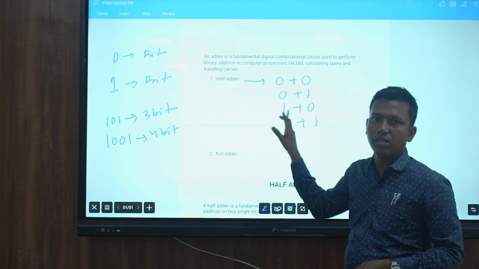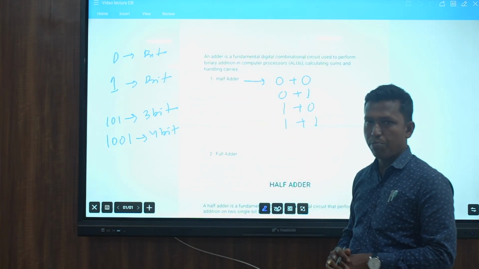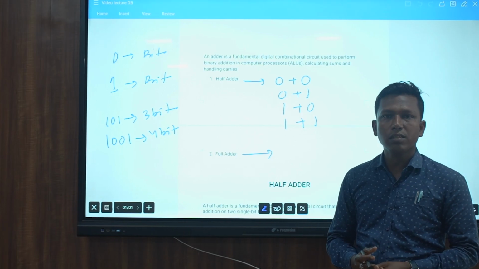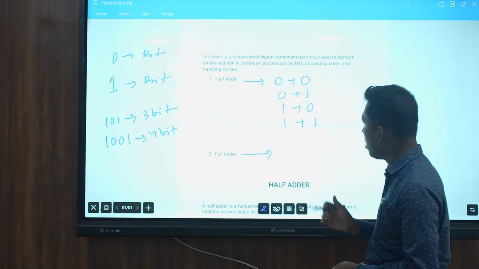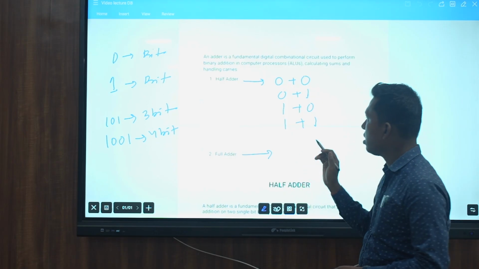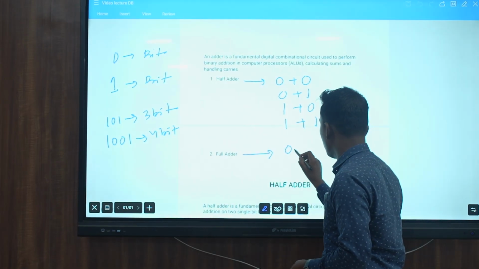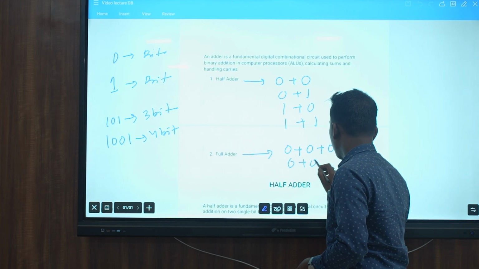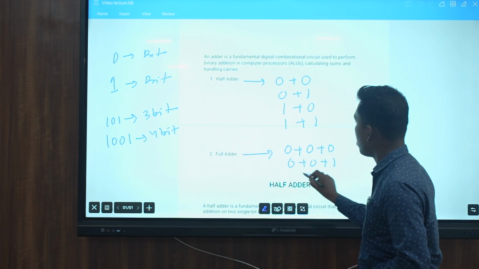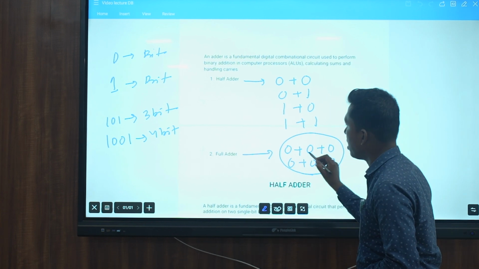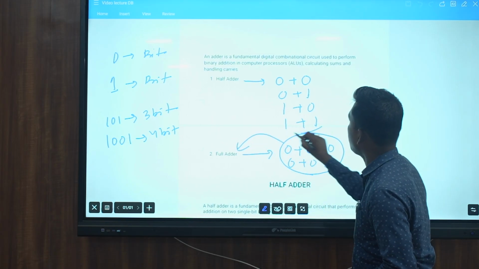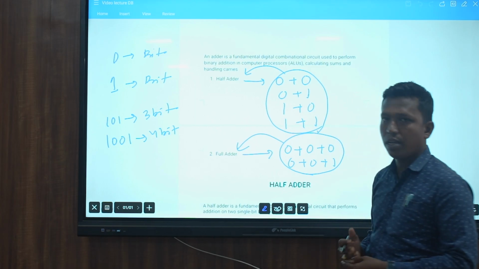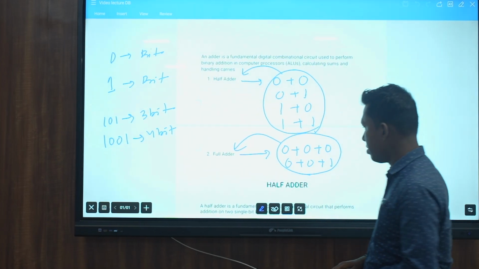If such type of operation happens, that comes under half adder. A full adder is a type of digital circuit, or combinational logic circuit, which can add 3 single bits, that means 0 plus 0 plus 0, 0 plus 0 plus 1. So like this, if such type of operation happens, that comes under full adder. If such type of operation happens, that comes under half adder. So in detail, let us discuss half adder.